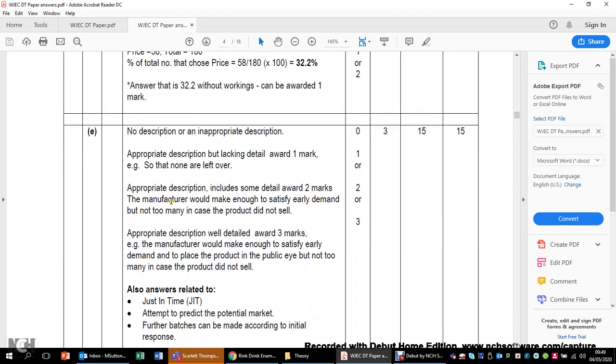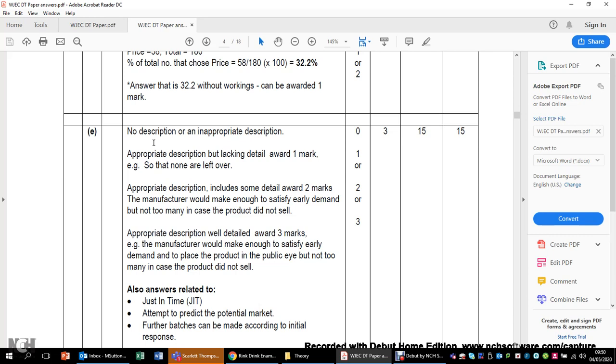It's got here, no description or an appropriate description but lacking detail, award 1 mark. So again, we're in the same territory. Appropriate description includes some detail, award 2 marks. The manufacturer would make enough to satisfy early demand, but not too many in case the product did not sell. Which is exactly what I've said.